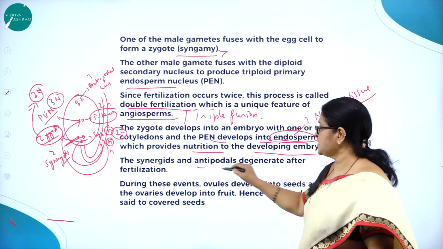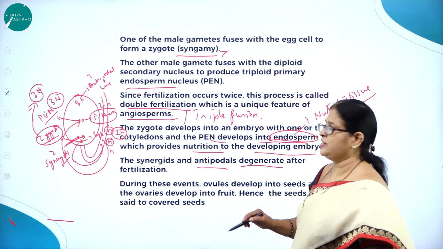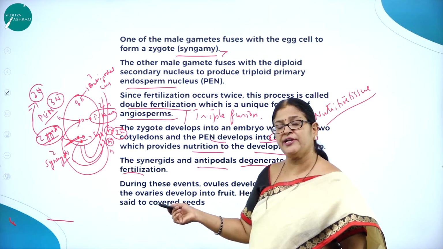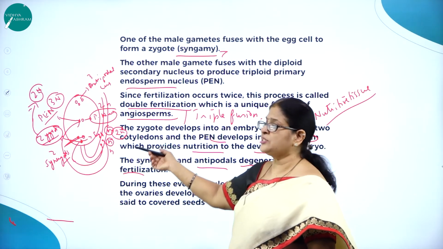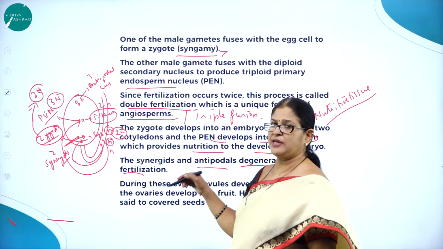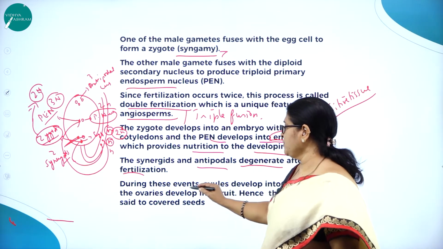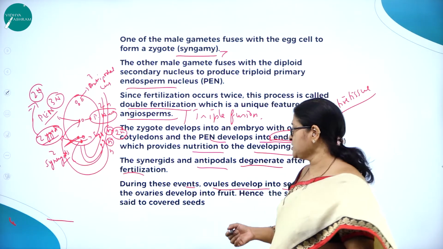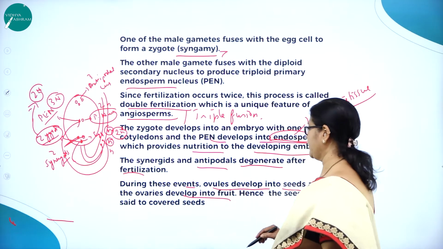The synergids and the antipodals degenerate after fertilization. The antipodal cells will degenerate or dissolve, and so will the 2 synergids. They are of no use in the embryo sac. During these events, the ovules develop into seeds and the ovary develops into fruits.